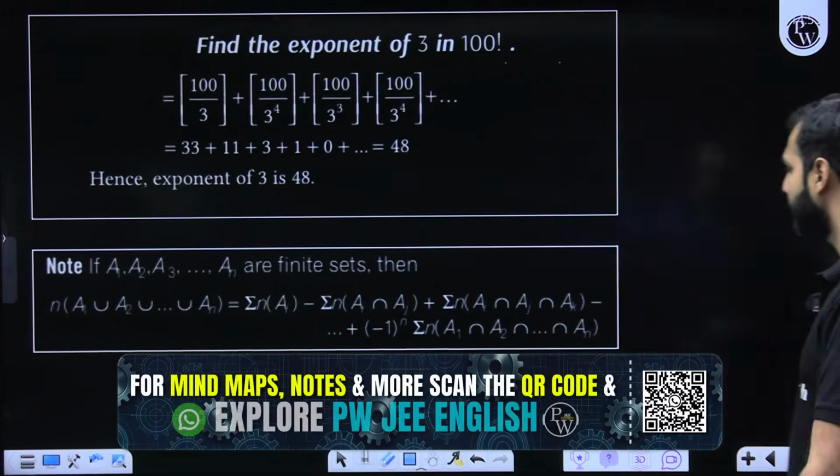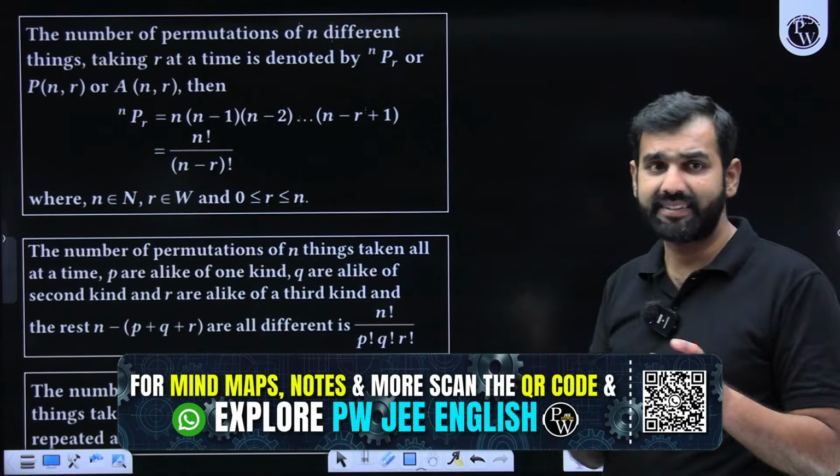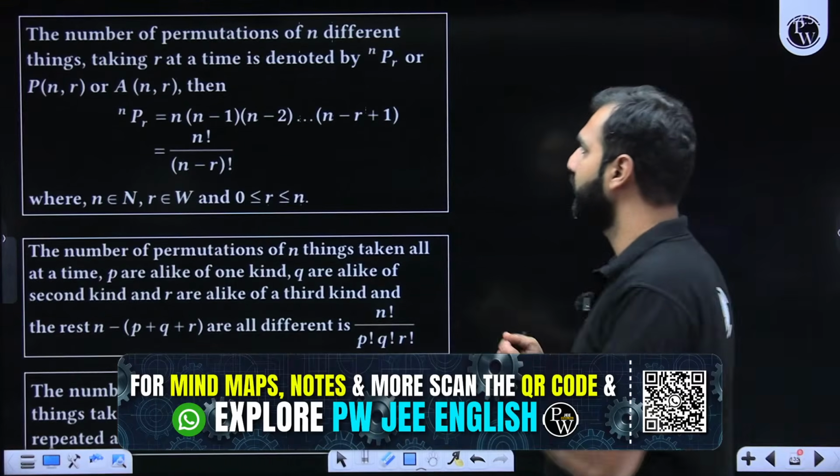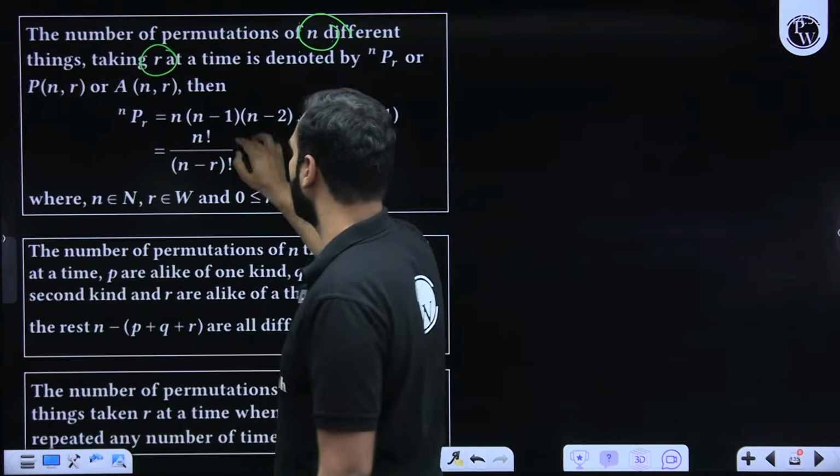I need not explain this, but yes, do remember this. Here, some basics of permutation and combination. What do I mean by that? Let's say R objects are to be selected and arranged out of N objects. It is always done in NPR ways.